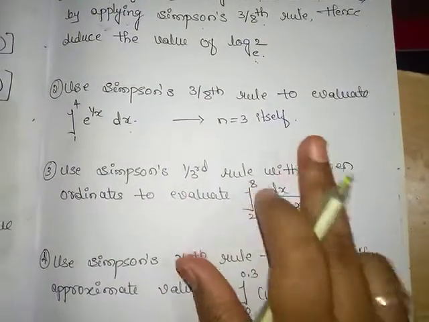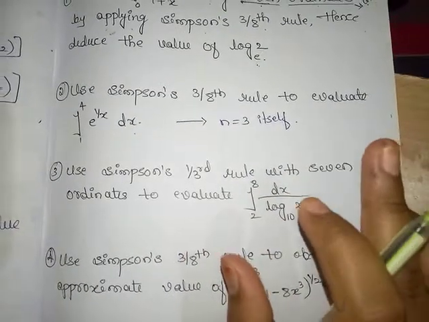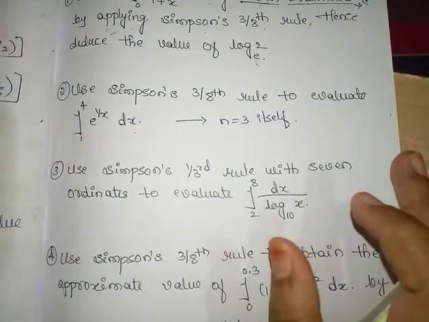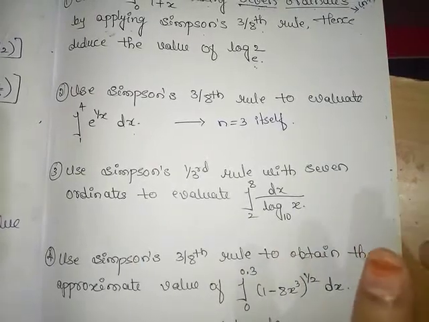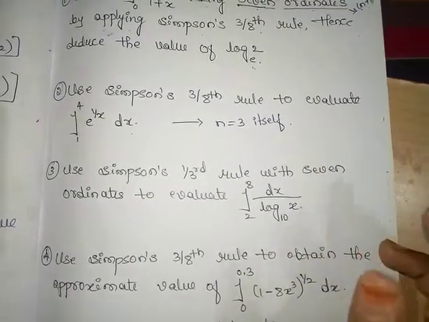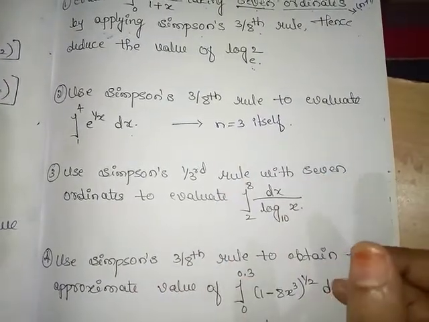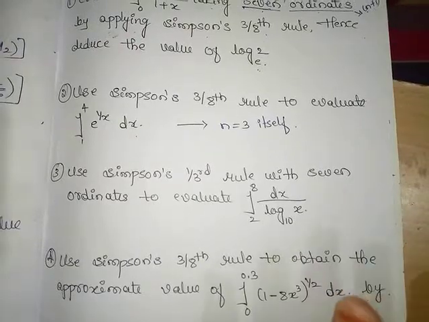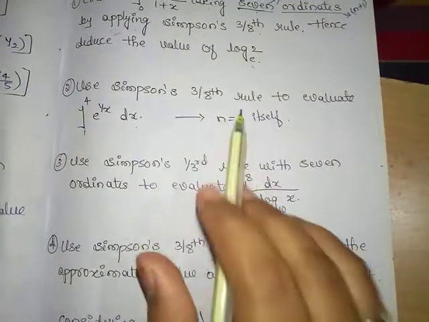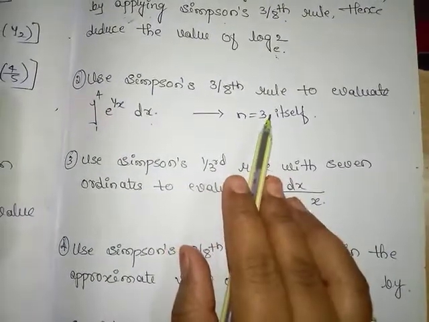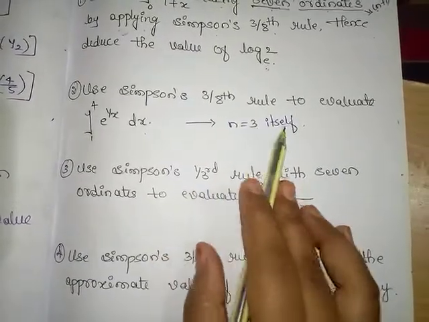Okay, if they are not given n values, remember the points. Simpson's 1/3 rule is used only when n is a multiple of 2, Simpson's 3/8 rule is used only when n is a multiple of 3, and Weddle's rule is used only when n is equal to 6 or a multiple of 6. Mostly it will be n equal to 6. Here the n value is not given. Consider n as 3 or a multiple of 3. You can take n equal to 3 itself.